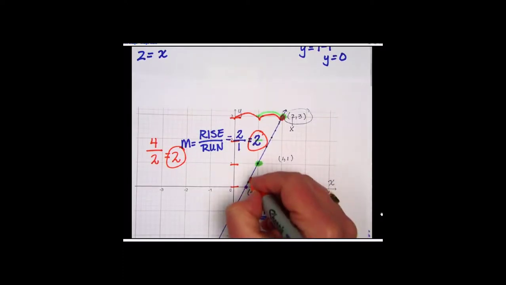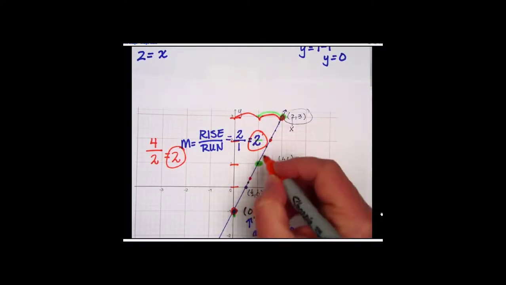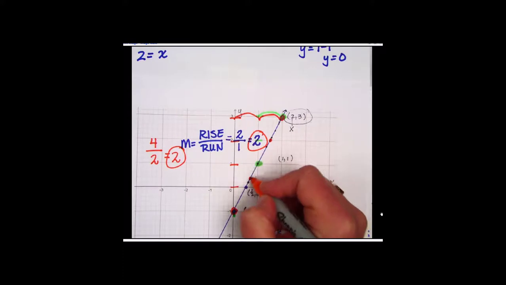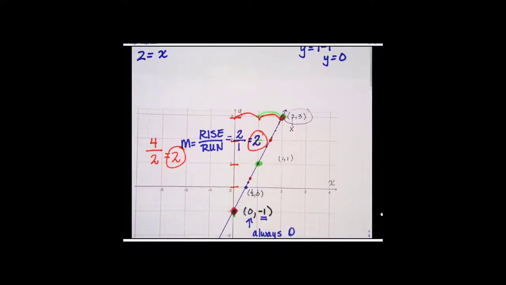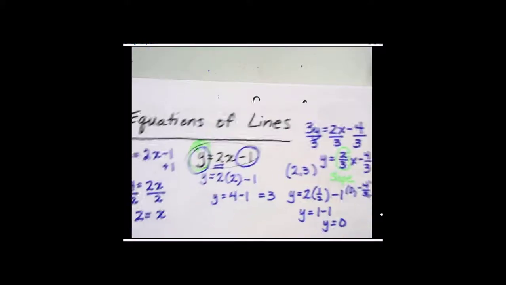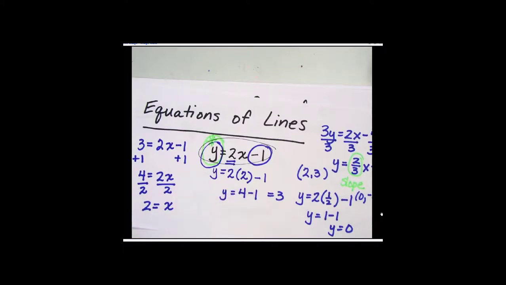If I pick like this point and this point, I'm going to drive myself nuts trying to figure out, okay, how many units is that up? How many units is that over? All right, so we've talked about slope-intercept form, y equals mx plus b.